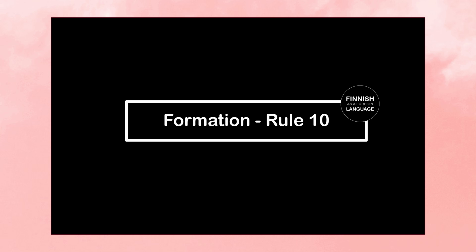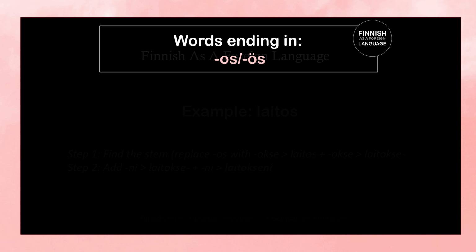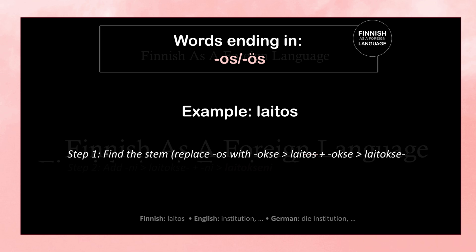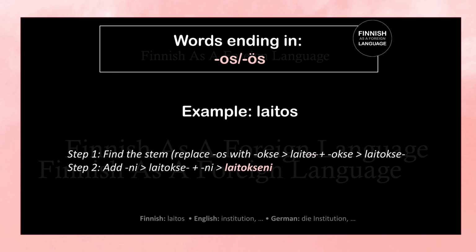Alright, we carry on with rule number 10, words ending in -os or -ös. Laitos means, for example, institution. In the first step, again, we want to find the stem, which we get by replacing -os with -oxa. So laitos changes to laitoxa. Then in the second step, again, we add the possessive suffix. So that means we have laitoxa plus ni, and we receive laitoxeni.